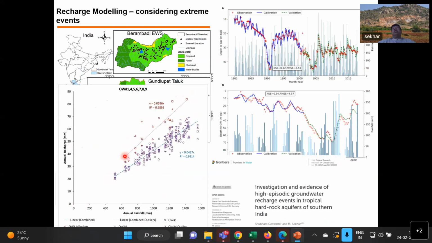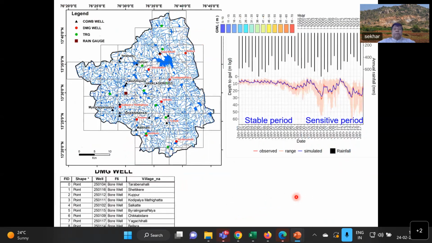So in future years, we can have two types of recharge models, one for typical, normal recharge, and another one for episodic recharge. You can see some work which one of my students was looking at, on high episodic groundwater recharge events in tropical hard rock systems. I am trying to come back very quickly. I think maybe I have 5-10 minutes, Hari.